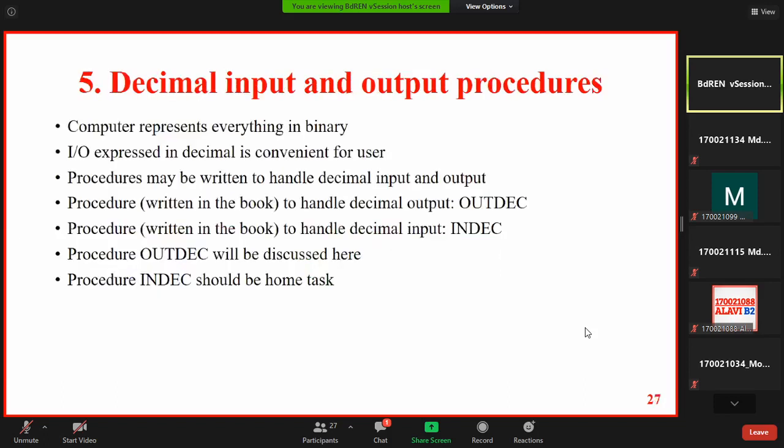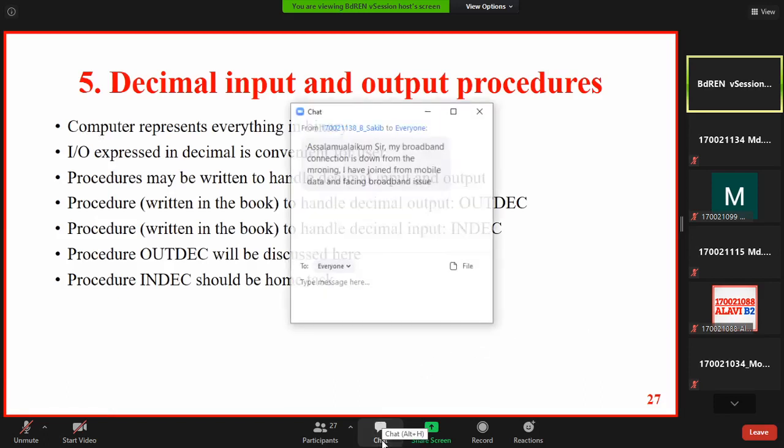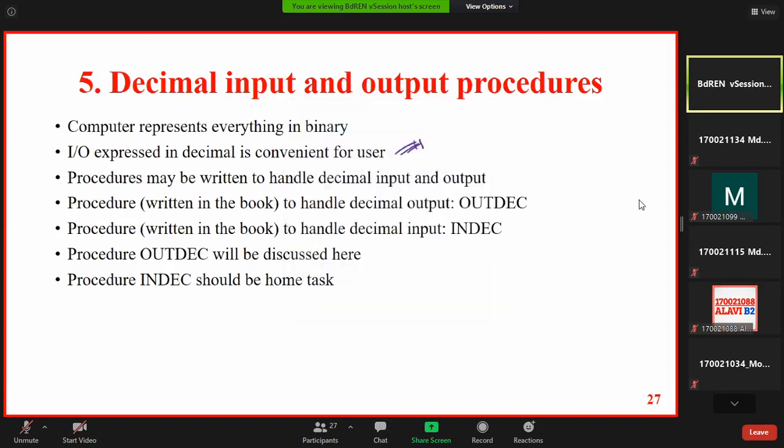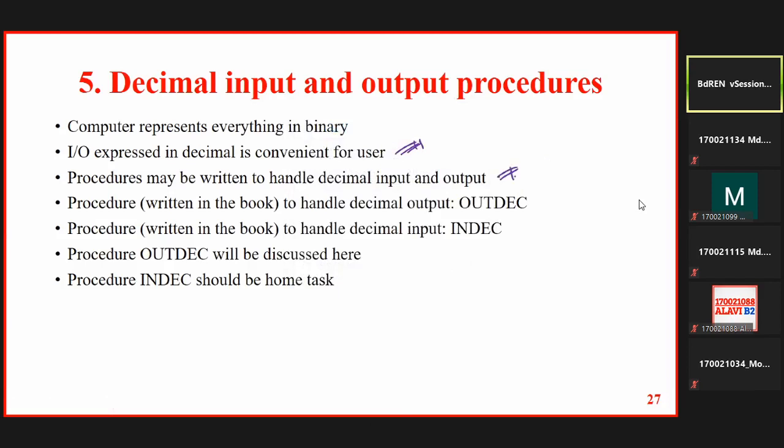Now the last part of today's lab. I'm just reading out. The computer represents everything in binary. The input and output expressed in decimal is convenient for the user. So a procedure may be written to handle decimal input and output. It is written in both OUTDEC and INDEC for input and output of decimal. So this will be discussed here, and the input part you will see by yourself. It is your home task. So basically it is convenient for us to give any input in decimal and to see the output in decimal, isn't it? Yes, sir. For this particular reason we want to have these two things.